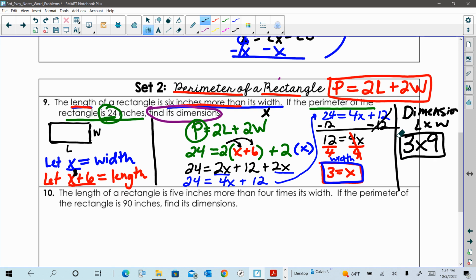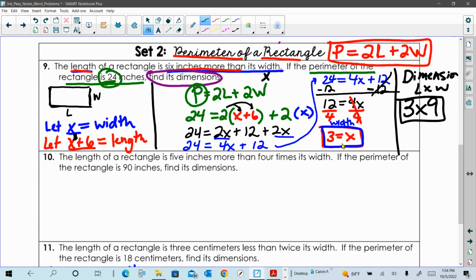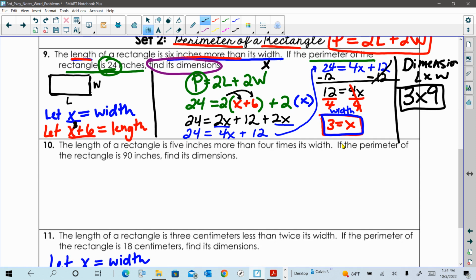All right, so let's look at number 10. Right off the bat, we're always going to start off with the let statement. So I'm going to start off, say let x equals, and then I'm going to have a second statement here.